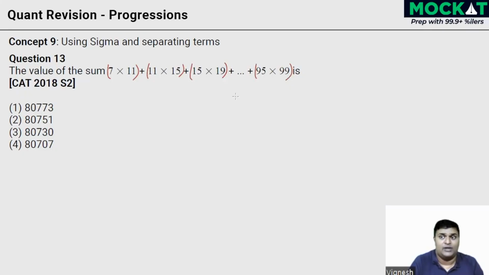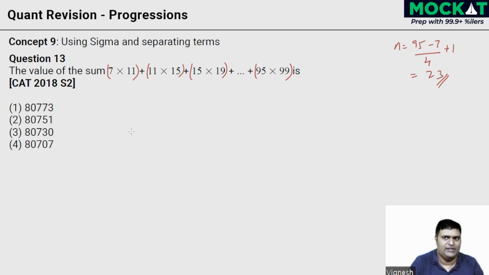First is for me to find out how many terms are there, but what is the pattern here? The common difference here is 4. Every first term, if I look at, it's increasing by 4 everywhere, right? How many terms are there? 95 minus 7 divided by the common difference, which is 4, plus 1. 95 minus 7 is 88. 88 by 4 is 22, plus 1. 23 terms are there, right? Total of 23 terms. Now, this is the next step.